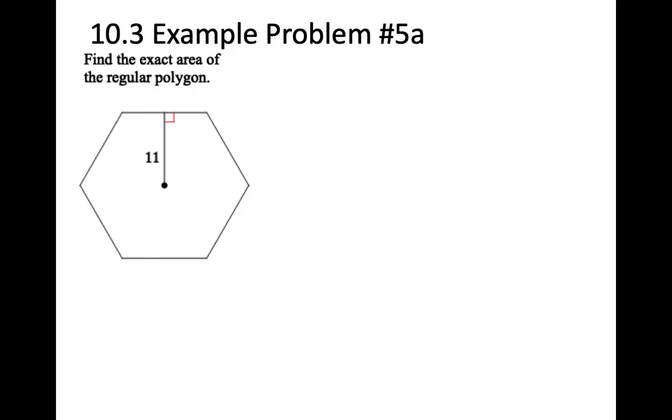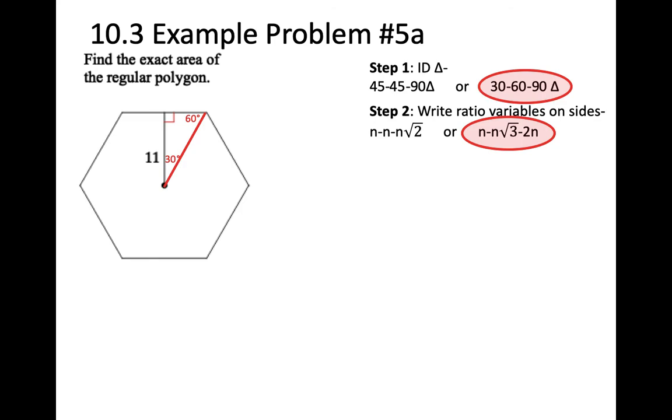Sometimes we'll be given a problem like this where I don't have enough information. I have the apothem is 11, but I do not have how big a side length is. But luckily, I can draw this line here, and when I do, that turns this into a 30, 60, 90 triangle. As a result of that, now I can try to find what I need. So first I'm going to identify this as a 30, 60, 90. So I'm going to put my values on: n, n root 3, and 2n.